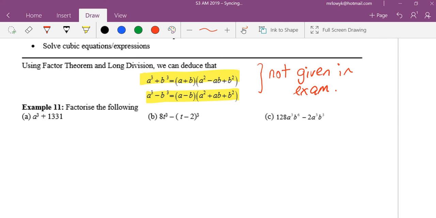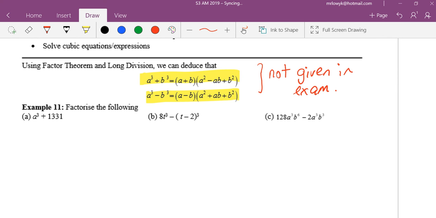Next one. On the other one, it's all the same: a square minus ab plus b square, and for the other one, a square plus ab plus b square. So this one looks like a square plus 2ab plus b square. Looks similar, except instead of 2, now there is no 2. Do you see the pattern? So how do I convince myself to remember?